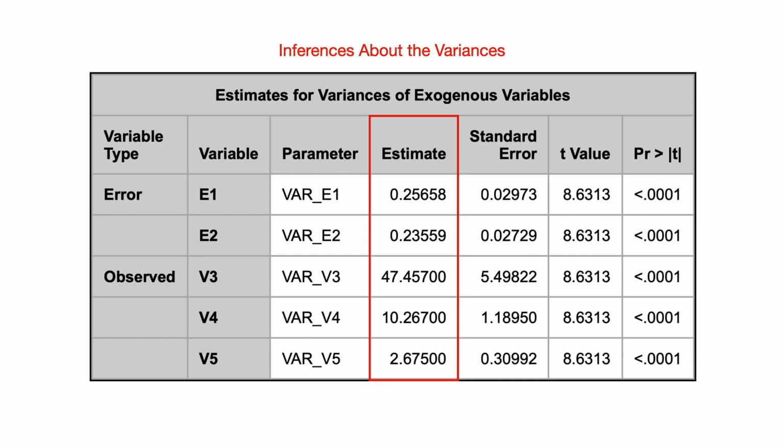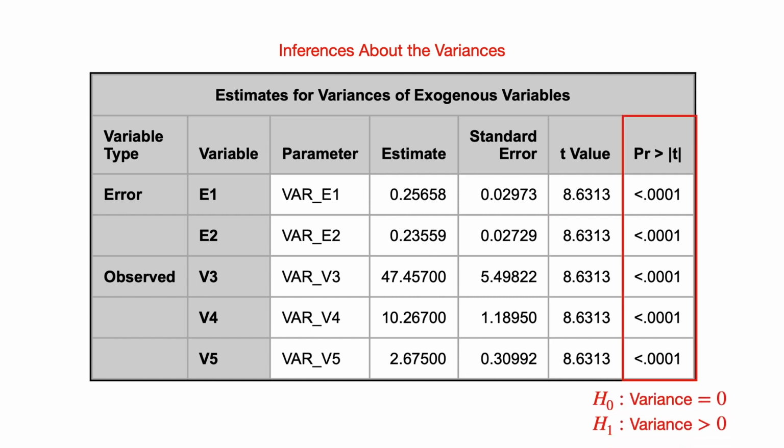Next, we have a table for making inferences about the variances. We have point estimates of the various variance components. We have the estimated standard errors of those point estimates of the variances. The t-value column is obtained by dividing the point estimate by the standard error. And then the p-value column contains p-values where in each row the null hypothesis is that that particular variance component is equal to 0 against the alternative hypothesis that the variance is actually greater than 0.